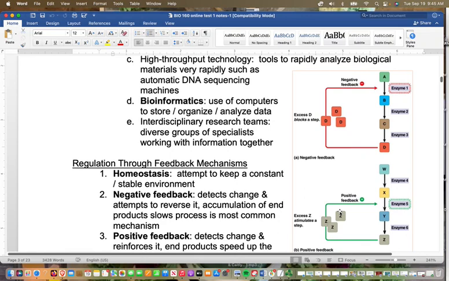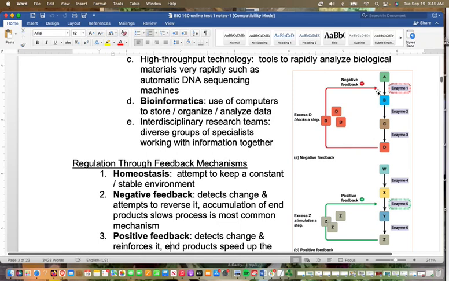So with negative feedback, this is what you see most commonly in living systems. They detect a change and they attempt to reverse it. They say you're getting too far away from this middle of the line here. One of the ways they can do this is you can have the accumulation of end products. So we can see that here where we go through and with a series of enzymes we make product A into B, B into C, C into D. And if D starts to build up in there, it's going to shut down the enzyme between A and B so that the process does not continue on. It will shut it down because it doesn't need more.